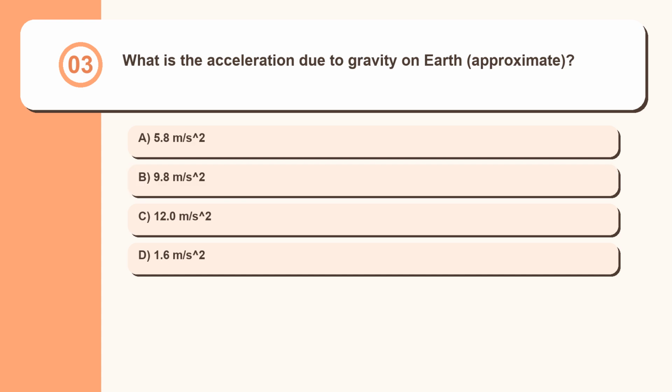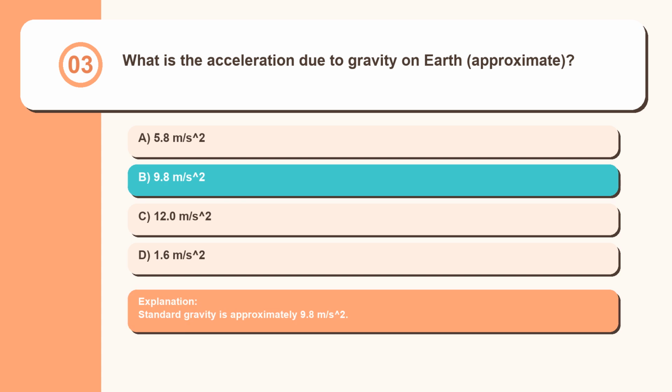Question 3. What is the acceleration due to gravity on Earth? Approximately 5.8 m/s², 9.8 m/s², 12.0 m/s², 1.6 m/s². Standard gravity is approximately 9.8 m/s².